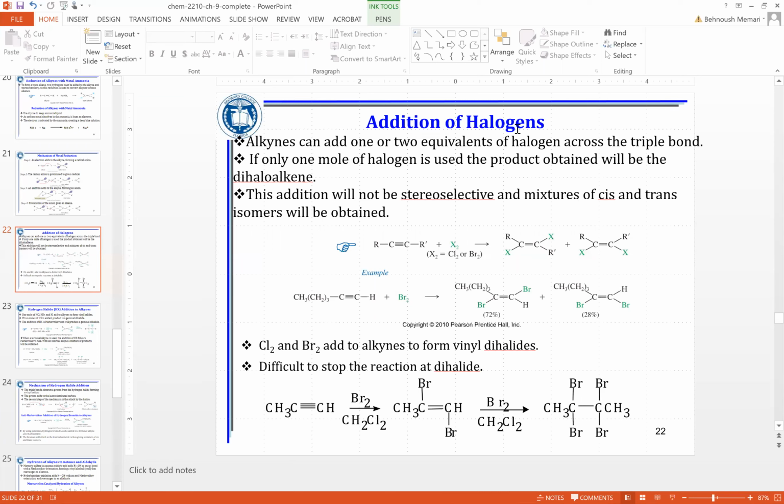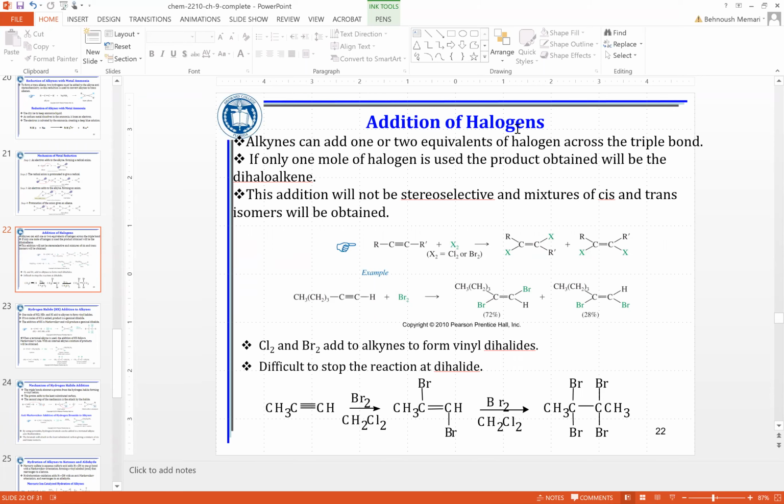Now, next reaction. Do you have any questions about hydrogenation before I talk about the next reaction? If there are no questions, the next reaction is addition of halogens.